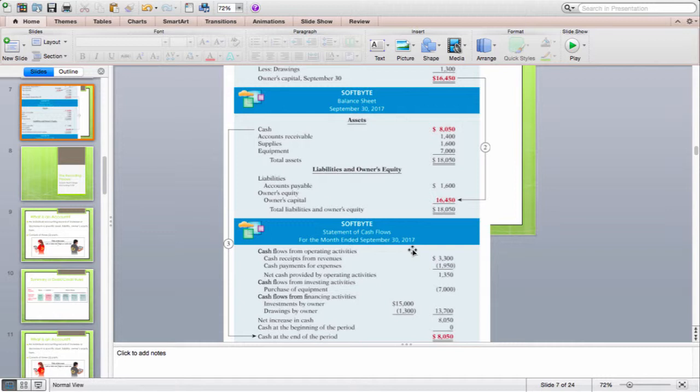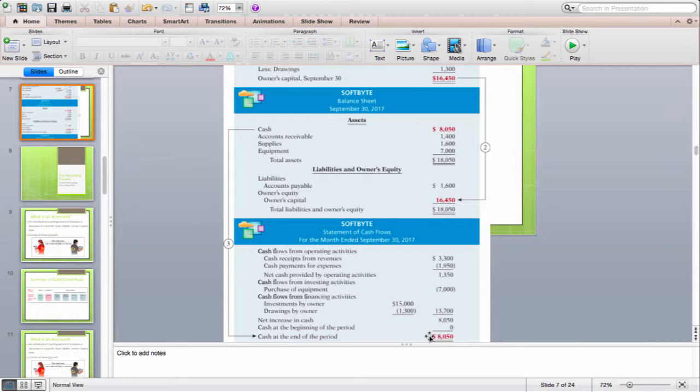is the last one. And this reports information about cash receipts or cash inflows and cash payments or cash outflows. This is reported in 3 categories, and you can see it here. You have the cash flows from operating activities, you have the cash flows from investing activities, and you have the cash flows from financing activities. And the goal of this document is to report the cash flow at the end of a period. In this case, it's also the month ended on September 30th, 2017. Okay, and you report that down here.